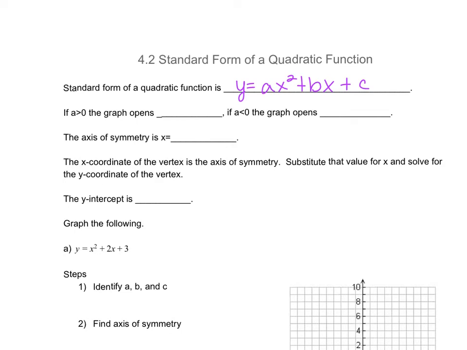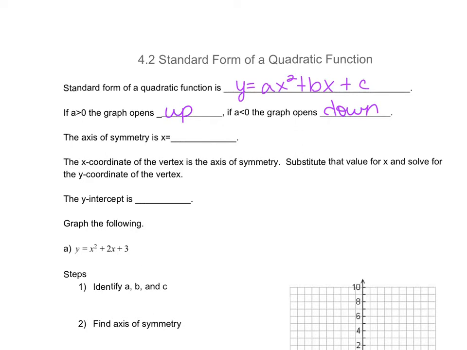Okay, if a is greater than 0, so the number in front of the x squared, if that's greater than 0, the graph opens up, to happy space. If a is less than 0, if it's negative, then it would open down.